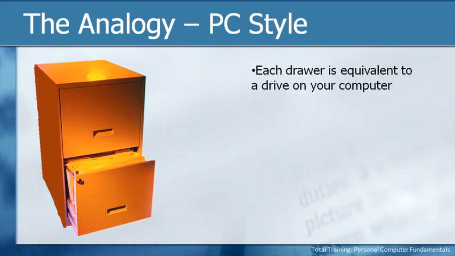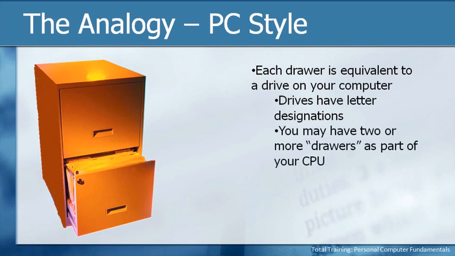In our analogy, each drawer that we have in our filing cabinet is equivalent to a drive on the computer. On computers, drives have letter designations, A, B, C, D, and so forth. Now, depending on your computer, you may have 2 or more drawers or 2 or more drives as part of your CPU. On a home computer, you probably have at least 2 drives. It used to be a hard drive and a floppy disk. These days, it's usually a hard drive and a CD or a DVD. But again, you could have more.